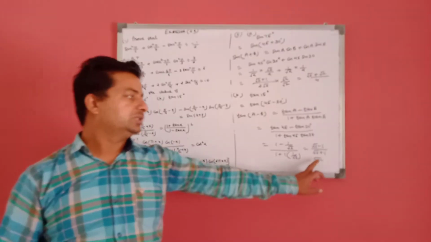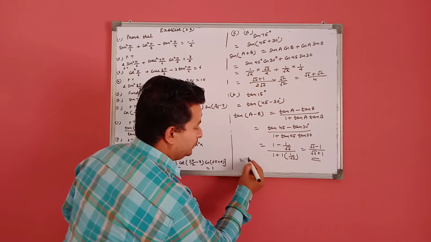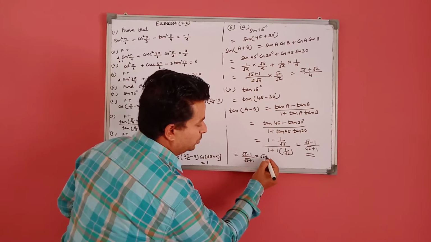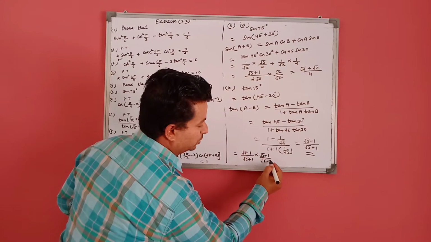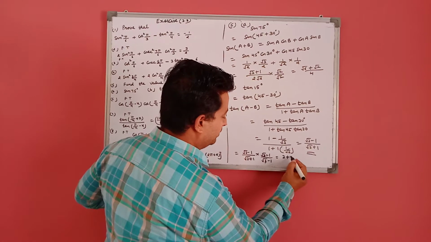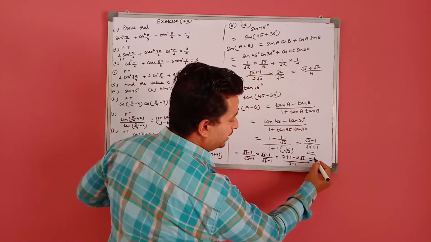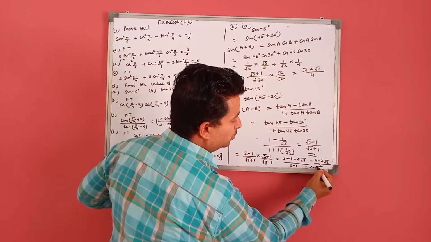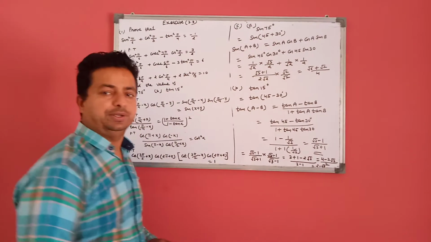If we rationalize this with the denominator, this becomes root 3 minus 1 over root 3 plus 1, multiplied by root 3 minus 1 over root 3 minus 1. In the numerator, there is the identity a square plus b square minus 2ab. In the denominator, there is also an identity. So this becomes 2 minus root 3. This is the value of tan 15 degree.